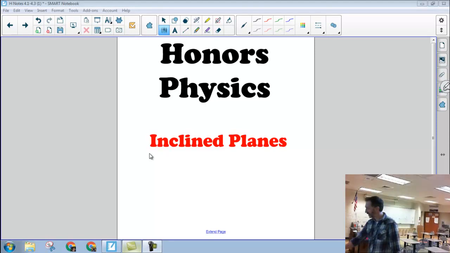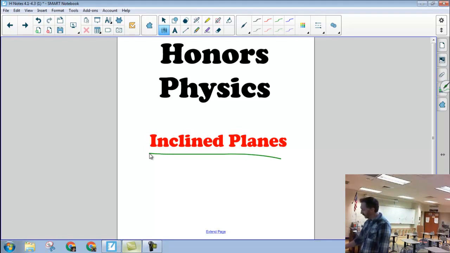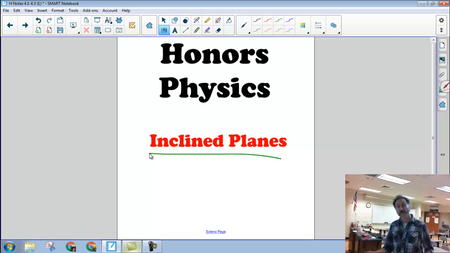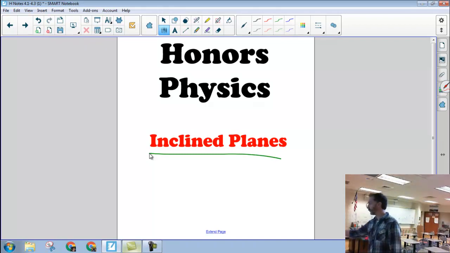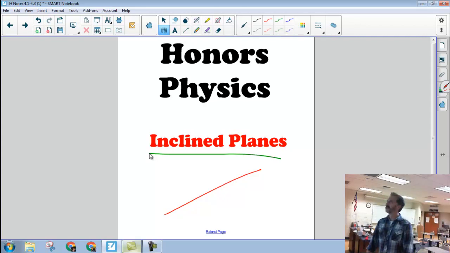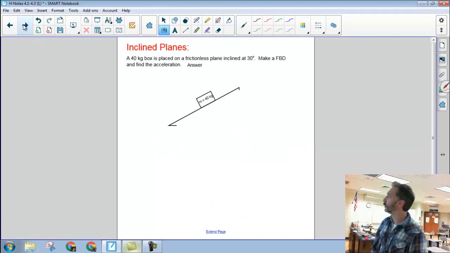We're going to be learning today about inclined planes, all right? And really the targets today are pretty straightforward. You should be able to solve any of the problems that we had done previously on horizontal surfaces. You should be able to now solve those on a surface that is inclined, in other words, not horizontal, okay? So inclined plane is basically a fancy word for a ramp.